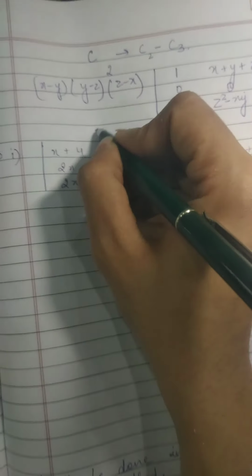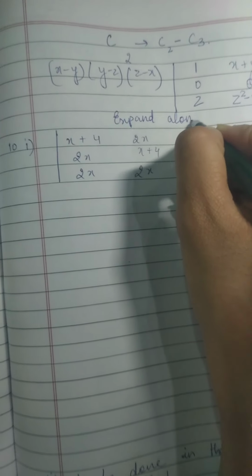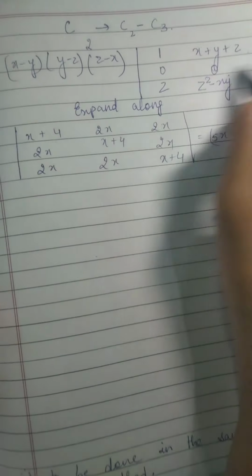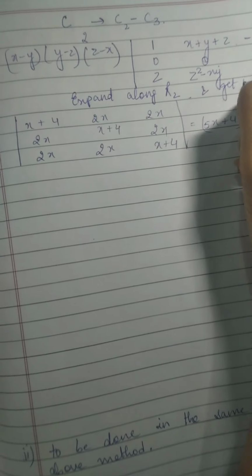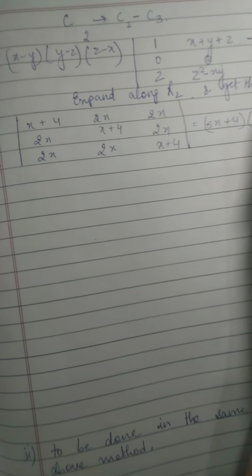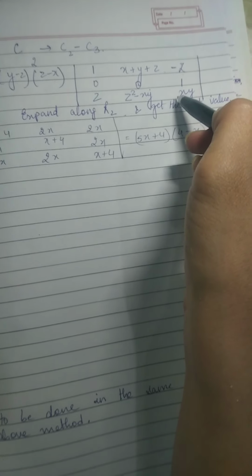Next, we can expand along row 2 and get the determinant value. Right? I hope you can do it further, students. Simply you have to apply and get the determinant value. I hope you can do this.